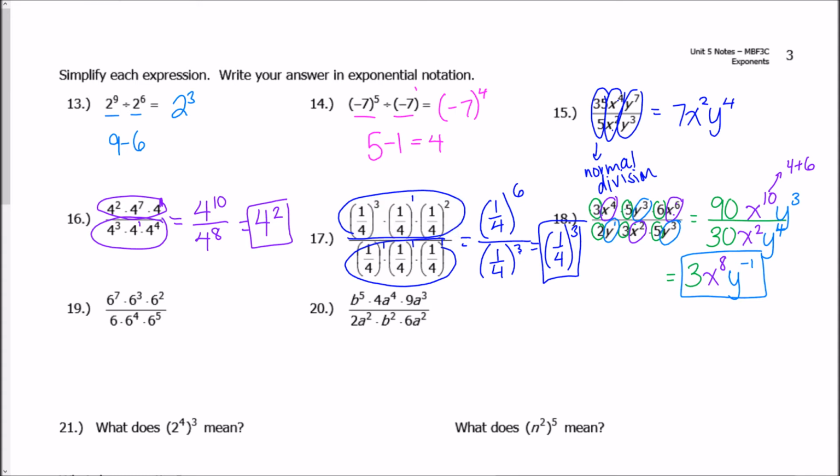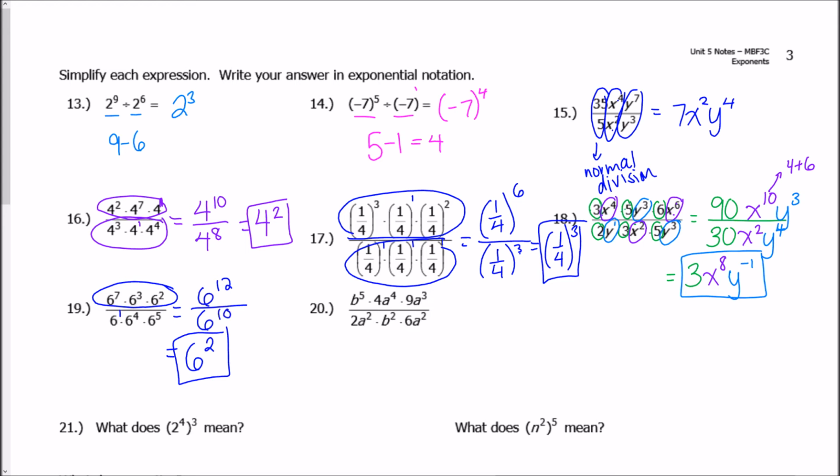Okay? All right, so now for number 19 here, they all have the same base, so 19 is a little bit easier. I'm going to do just the numerator, so when I multiply, I add, so 7 plus 3 is 10, plus 2 is 12, so I get 6 to the power of 12. And in my denominator, 1 plus 4 is 5, plus 5 is 10, so I get 6 to the power of 10. And when I divide, I need to subtract my exponents, so 12 minus 10 gives me this 6 to the power of 2 right here. Okay? All right.